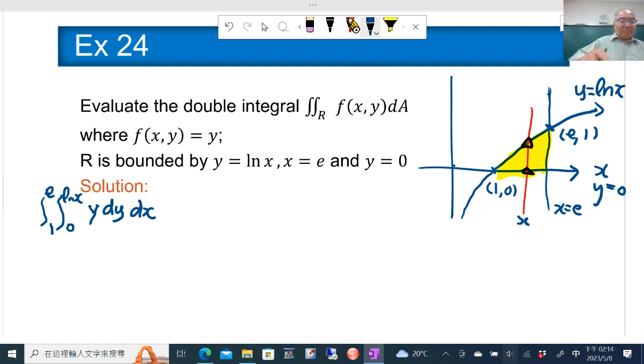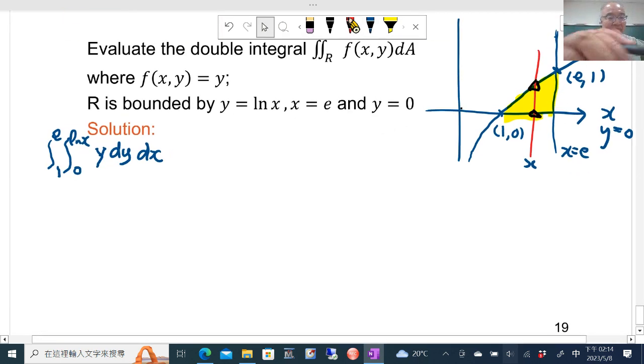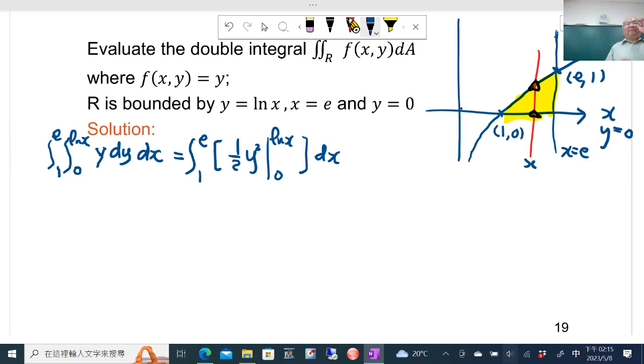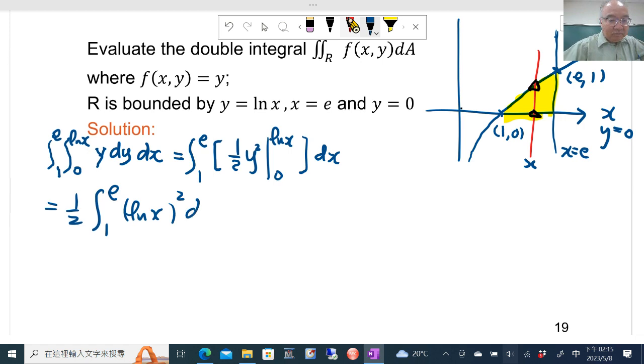Okay, so that means we can go further. So let's try it. 1 to e, that is something we are not going to deal with at this moment. And we have 1/2 of y squared, 0 to ln x dx. So 1/2 in the front, integral from 1 to e, and ln x to the power 2 dx.